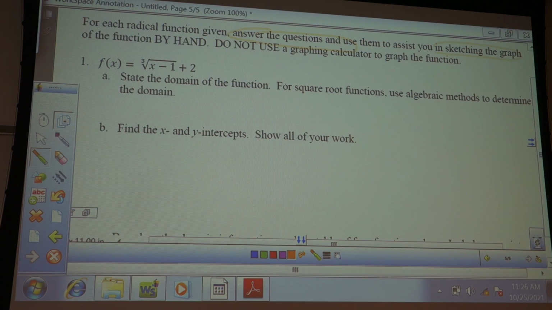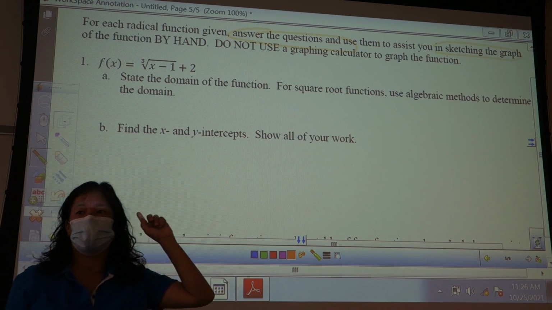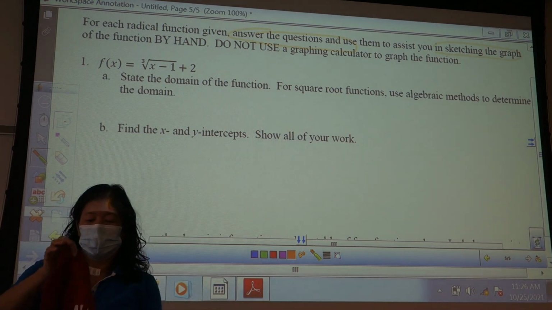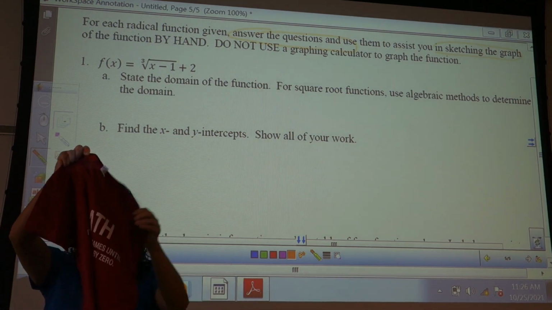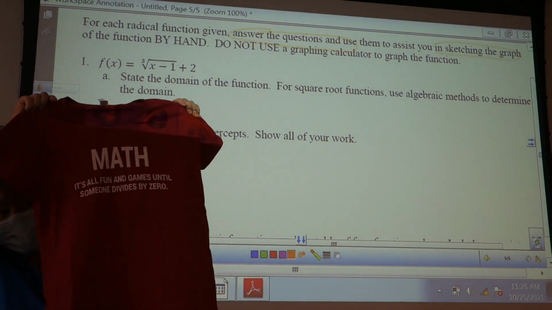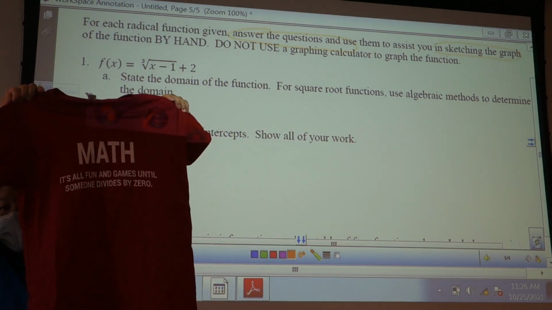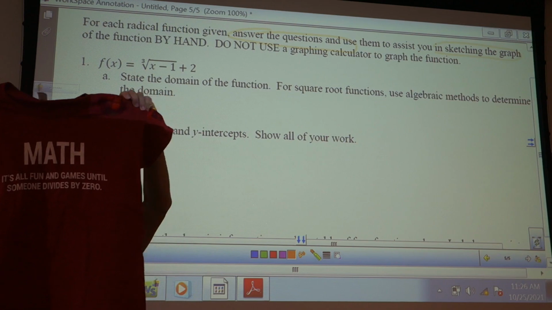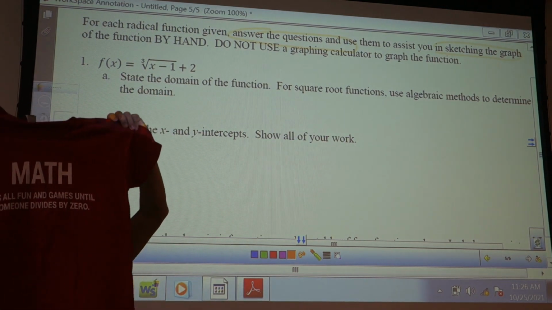Okay, so what's the one thing we can never, ever, ever do in math? Divide by 0. We can never, ever, ever divide by 0. Everybody on board? Good? All right, so we can never, ever divide by 0.